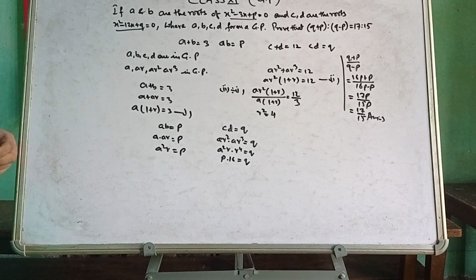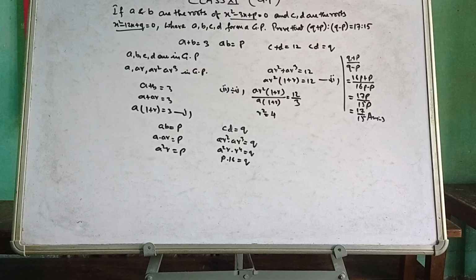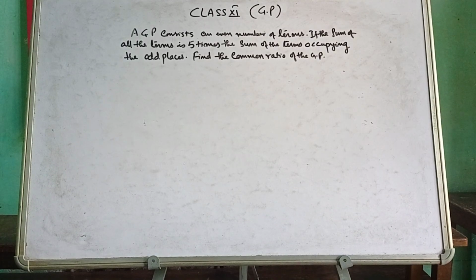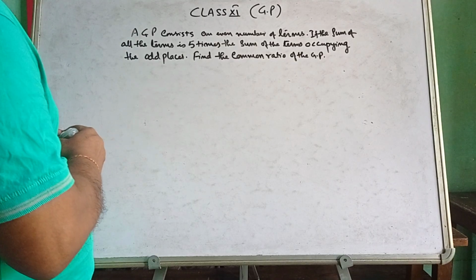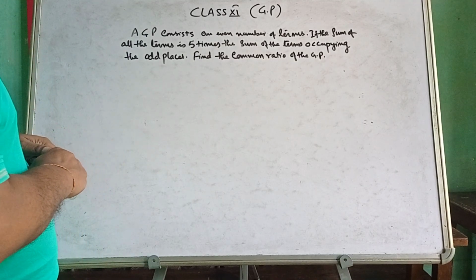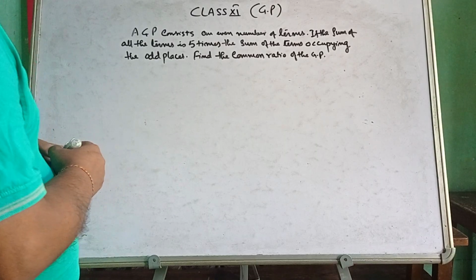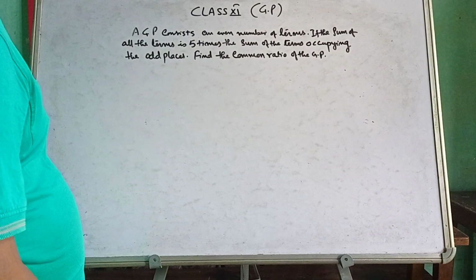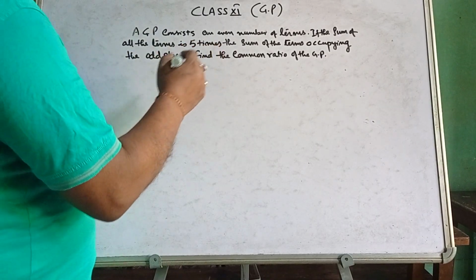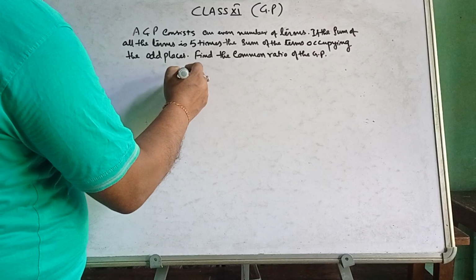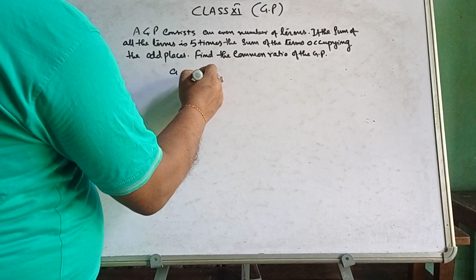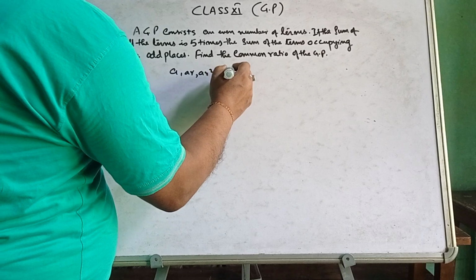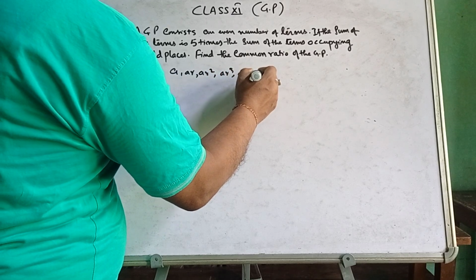Now the next question is, here you see a GP consists of even number of terms. If the sum of all the terms is 5 times the sum of the terms occupying the odd places, find the common ratio of the GP. A GP consists of even number of terms. That means a, ar, ar square, ar cube, ar4.